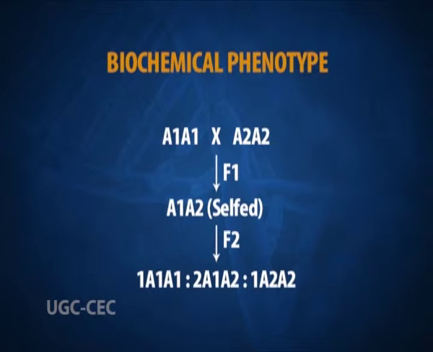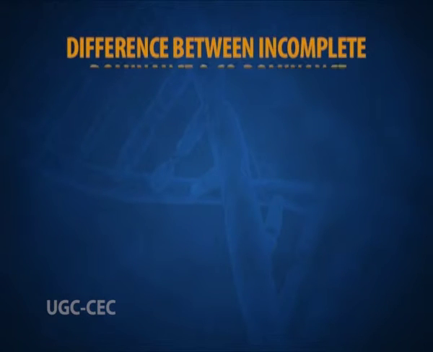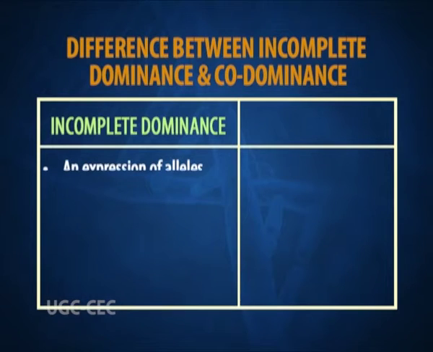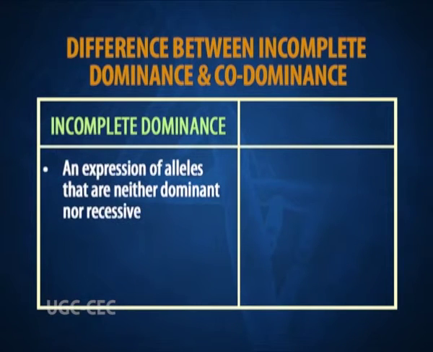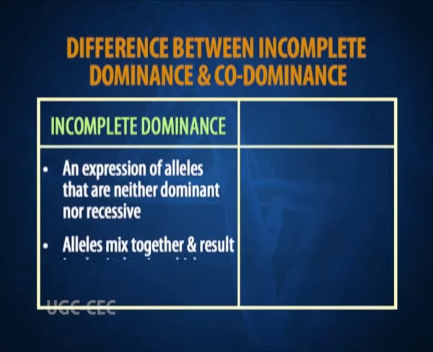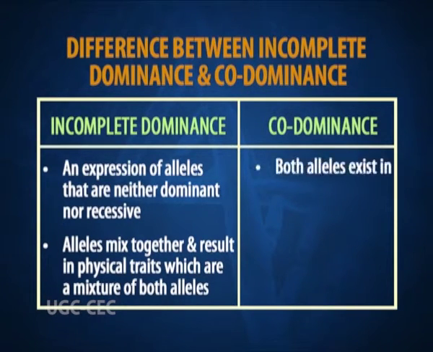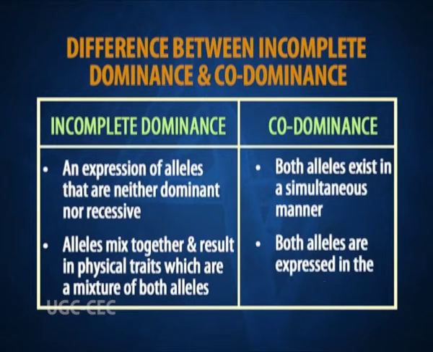So, the major difference between incomplete dominance and codominance is that in incomplete dominance there is an expression of alleles that are neither dominant nor recessive. These alleles mix together and result in physical traits which are a mixture of both the alleles, while in codominance both the alleles exist in a simultaneous manner. That means, both the alleles are expressed in the progeny.